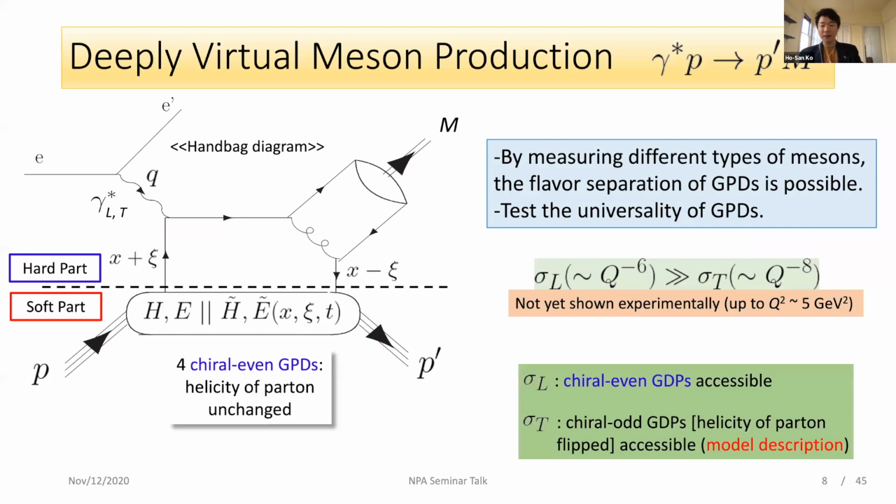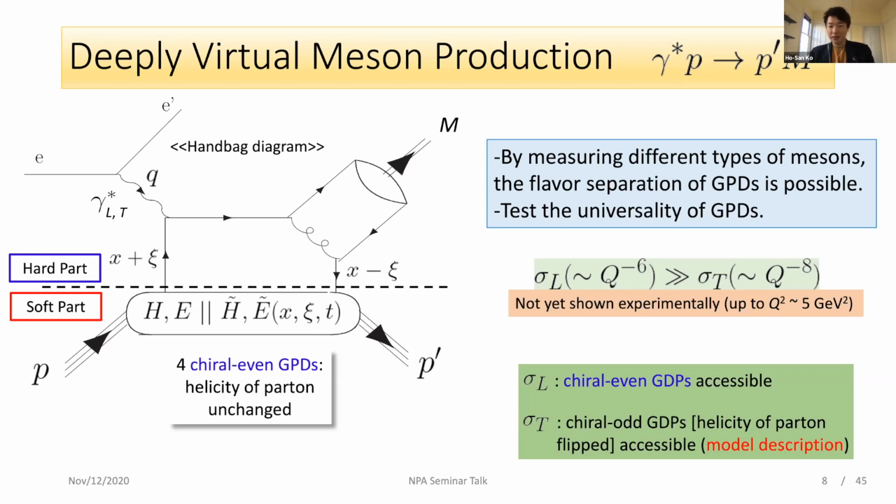So by measuring different types of meson, a flavor separation of the GPDs is possible, and we can also test the universality of the GPDs. When this handbag diagram dominates, sigma L dominates over sigma T. Sigma L, sigma T and sigma LT correspond to cross-sections of the meson electroproduction, responding to the polarization state of the virtual photon, L for longitudinal and T for transversely polarized. And through sigma L, chiral even GPDs are accessible.